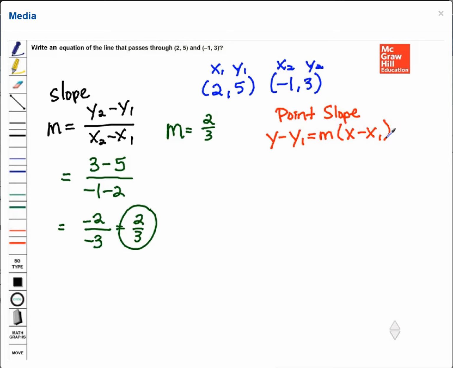So let's substitute our values, but first we need to choose a point. So let's go ahead and choose the point (2, 5). We could have also chosen (-1, 3). So we'll have y minus 5 equals 2/3 times x minus 2. So let's simplify that on the right-hand side by distributing the 2/3.